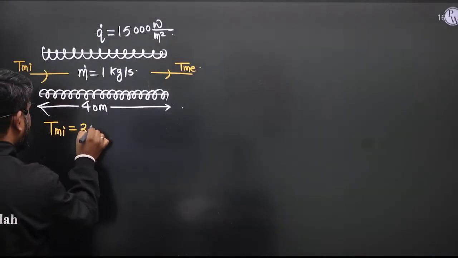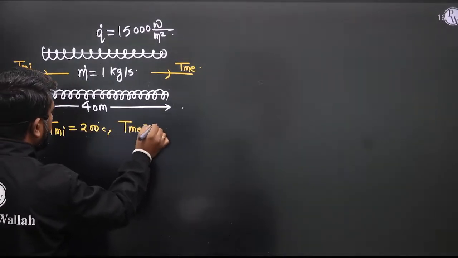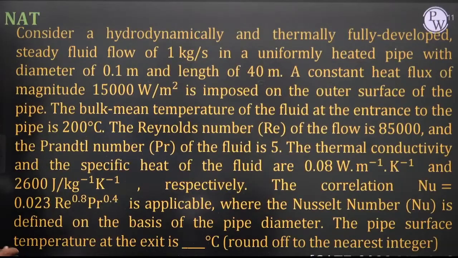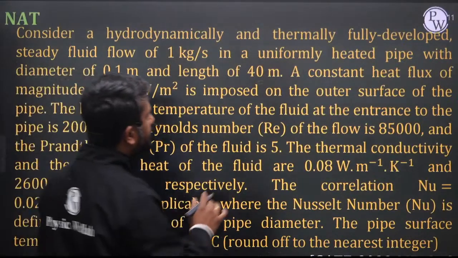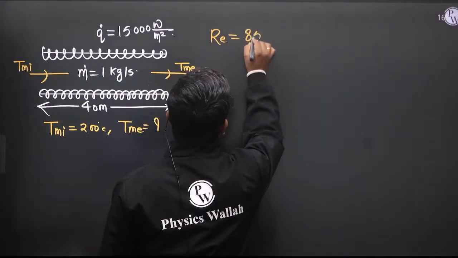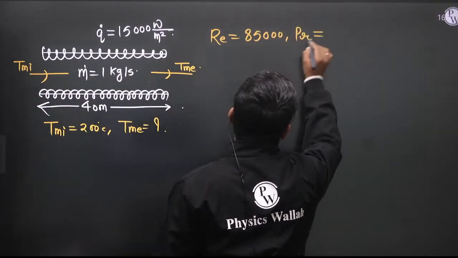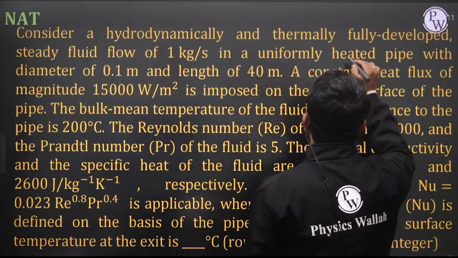Tmi is 200 degrees Celsius, and Tme is unknown. For this problem, the Reynolds number is mentioned, and that is 8500. The Prandtl number value is also mentioned, that is 5.